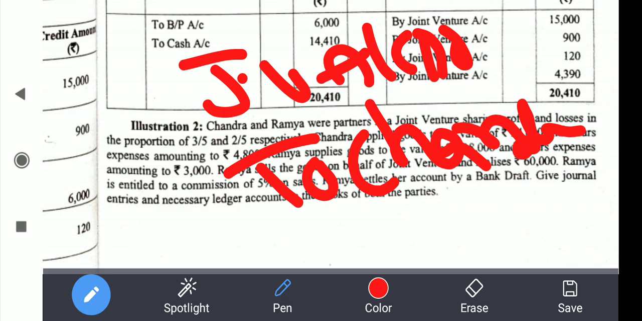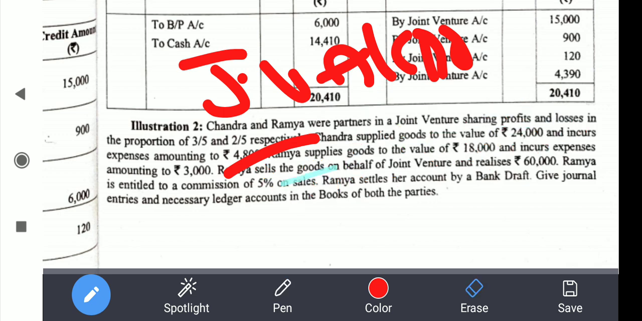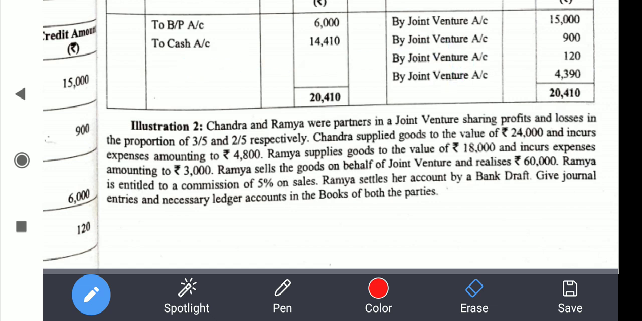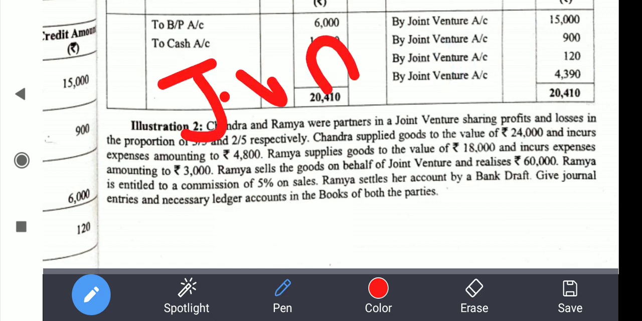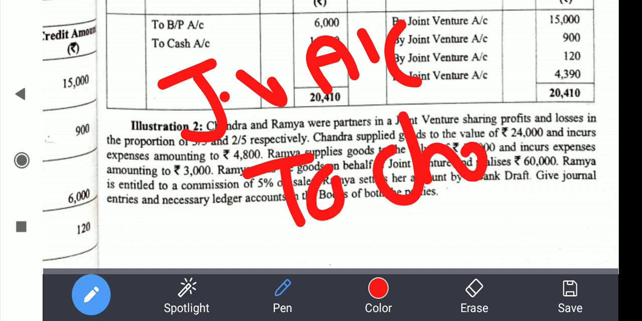Okay. Next, Chandra paid expenditure incurred. So what is the journal entry? Very simple. Joint venture account debit to Chandra account. Don't write bank account or cash account. Because these are journal entries in the books of Ramya, Ramya's own items you write as goods or cash, whatever it may be. But from the other co-venturer's point of view, you have to write joint venture account debit to Chandra account. Then next thing is what? Being expenses incurred, that is 4,800.